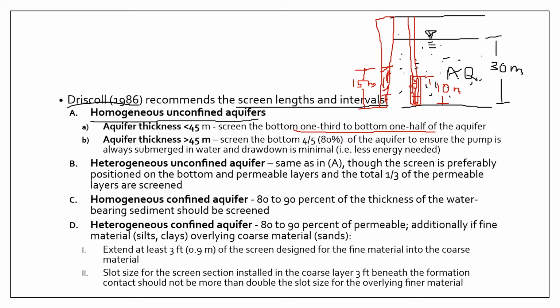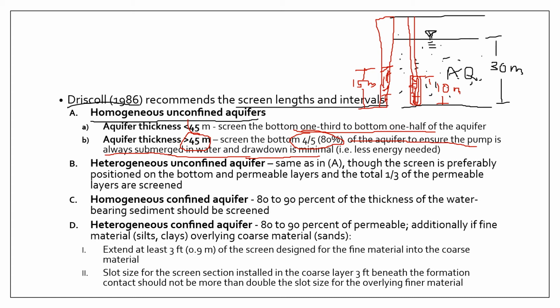Now, if your aquifer is more than 45 meters in thickness, you can go ahead and screen the bottom 80% of the aquifer. All right. And the intention here is to ensure that the pump is always submerged in water. All right. So this is to preserve the life of the pump as well as to ensure that the drawdown involved is minimal. All right.